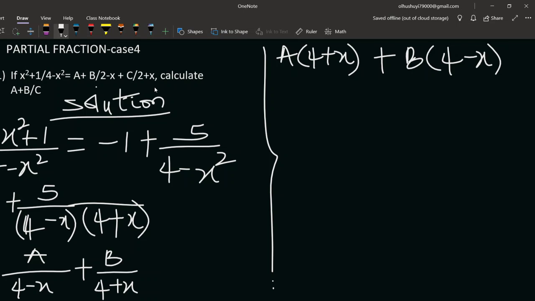We can do it this way. If you look at what they gave us in this question, 2 minus x, 2 plus x, we can get the same thing here. If I factor out, I can have 2 minus x inside, then all squared. So 2 minus x, 2 minus x. That's like a repeated root. Yes, you can have A plus B over this plus C over this.